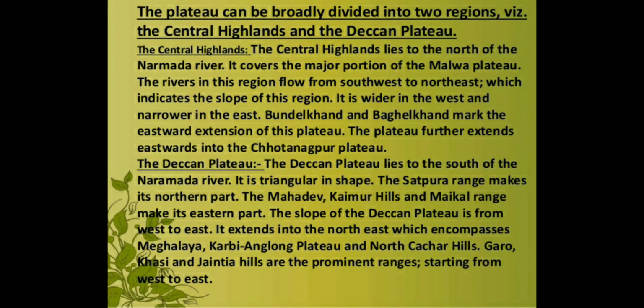It extends into the northeast, which encompasses Meghalaya. Meghalaya, you know? Shillong, Meghalaya. Meghalaya, Karbi Anglong Plateau and North Cachar Hills. Garo, Khasi and Jaintia hills are the prominent ranges starting from west to east. All information, data, images will be there that will make you understand it better. It will be in the WhatsApp group.